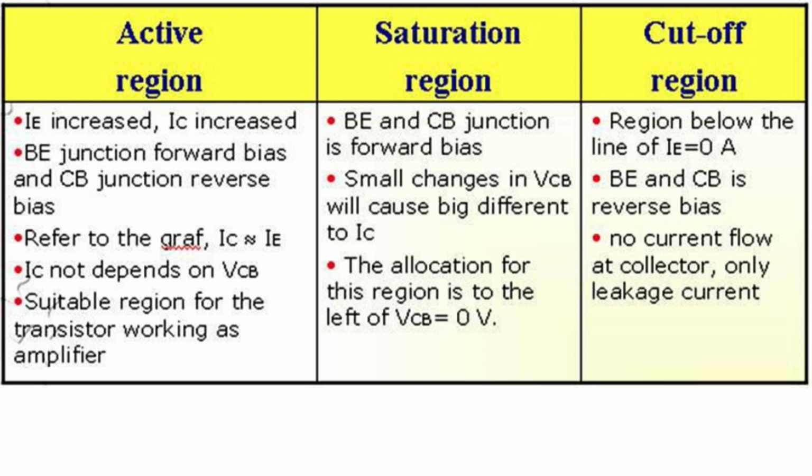Cutoff region: the region below the line IE equals 0 amperes. In this region, the base emitter junction and the collector base junction are reverse biased. No current flows at the collector, only leakage current.